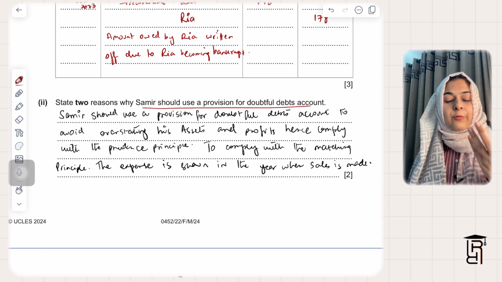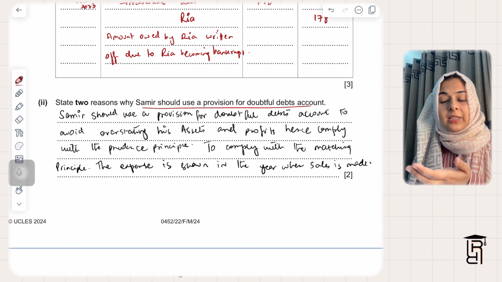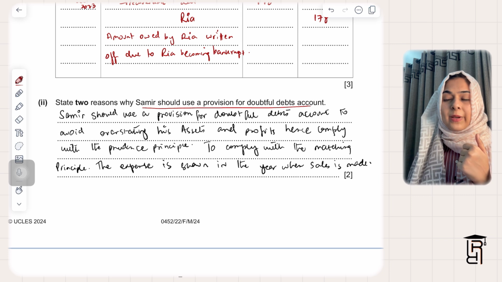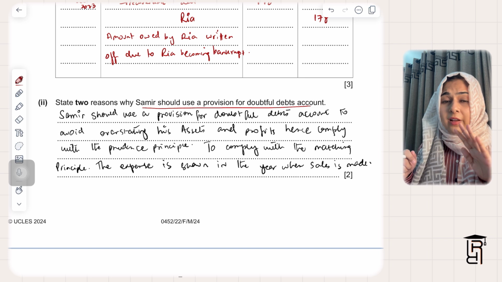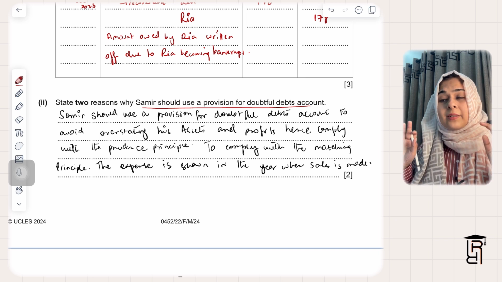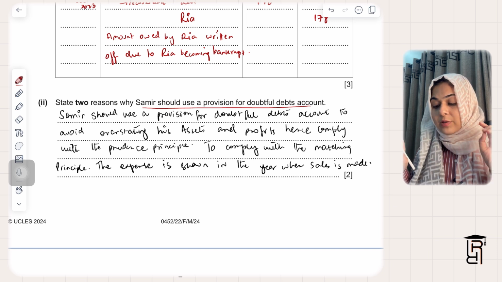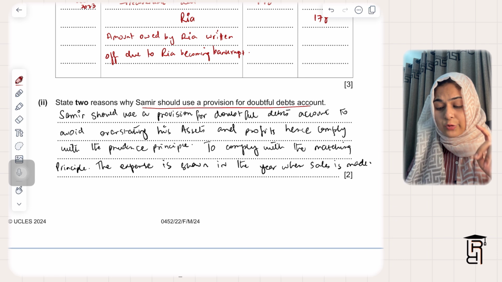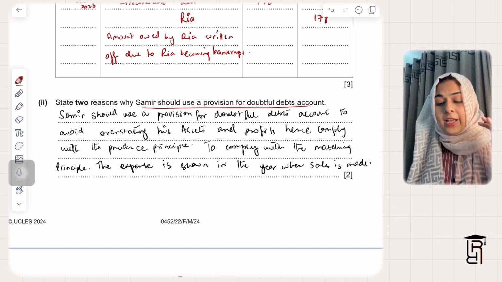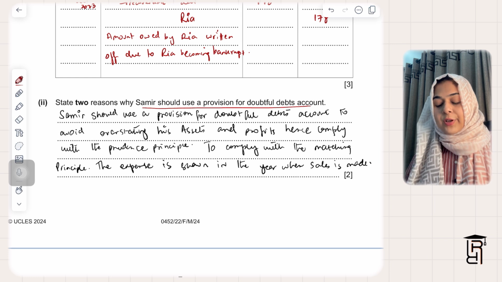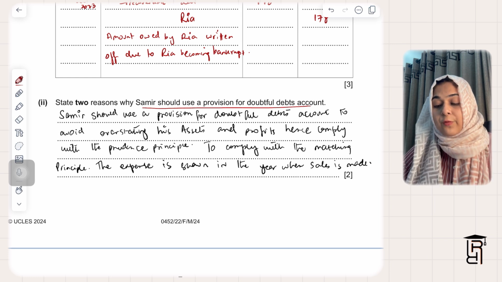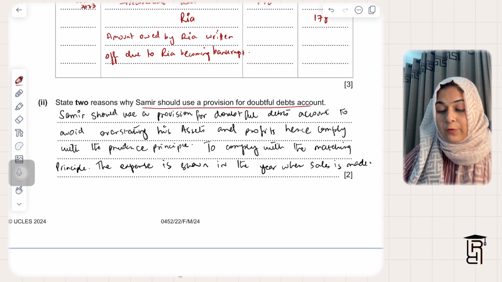So for instance, from 2023's sales, I expect certain people might not pay me, but I'm not sure about it yet. They haven't become bankrupt, but still I think there is a certain amount that I will not recover from 2023 sales. So I will show the expense in the same year. The expense is shown in the year when the sale is made. So in the same year, whenever we are expecting, let's say from 2023 sales, that certain people will not pay us, we'll show an expense by making a provision for doubtful debts. That is why provision for doubtful debts is very important.